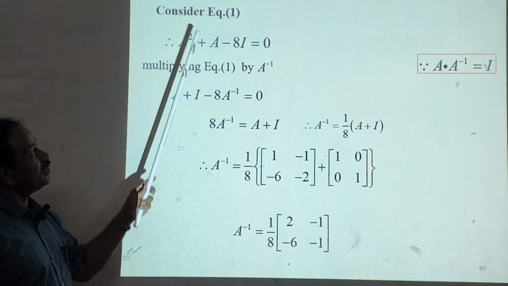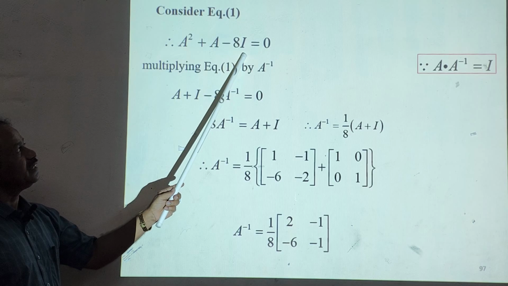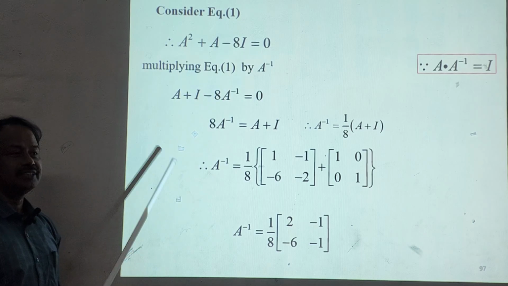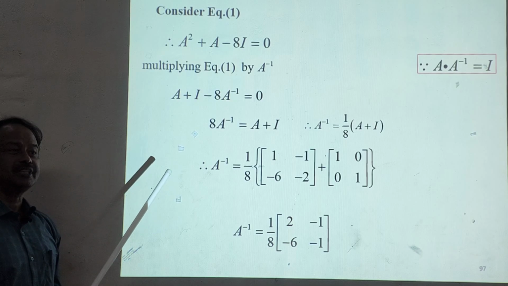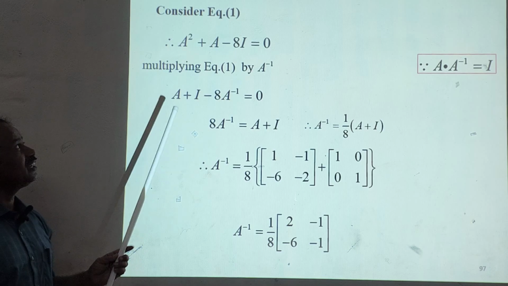Now consider equation 1. So this is equation 1. A squared plus A minus 8I equals 0. We are going to find out A inverse. So as we discussed earlier, the use of Cayley-Hamilton theorem is to find out the inverse of a matrix. One can find out the inverse of a matrix using Cayley-Hamilton theorem.